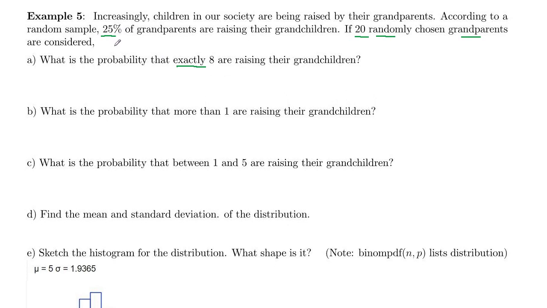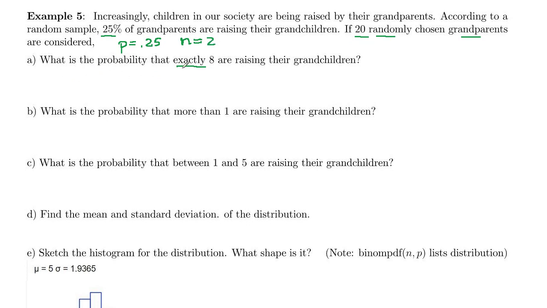You pick a random set of grandparents that either are or are not raising their grandchildren. So there's only 2 outcomes. P is 0.25. A success is that that set of grandparents is raising their grandkids, and the probability of success is 0.25. N is 20 because it took 20 randomly chosen grandparents here.